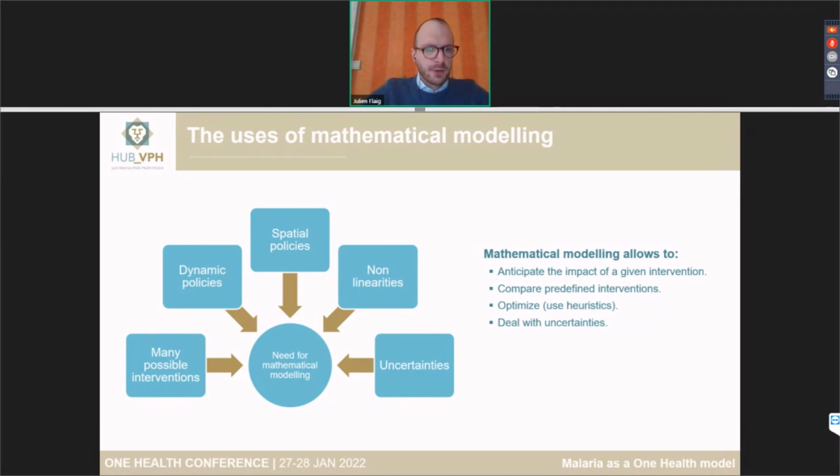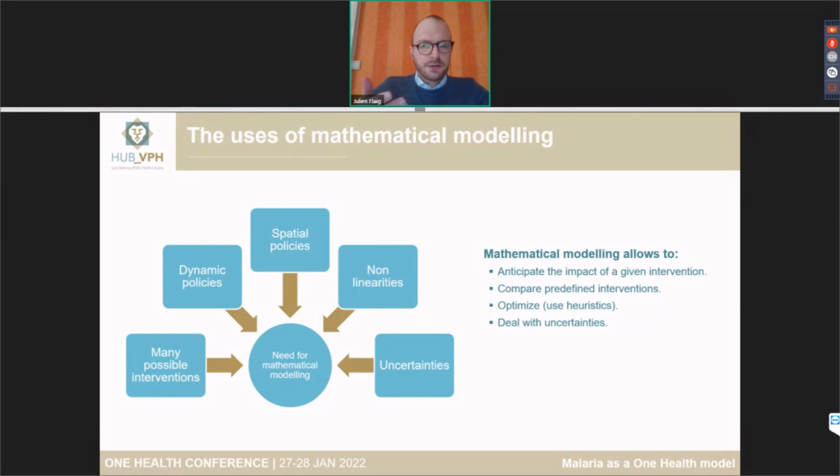And in addition, malaria transmission is a very complex and non-linear phenomenon with many uncertainties. All these factors taken together make the use of mathematical modeling and numerical simulation unavoidable in decision-making. Mathematical modeling can be used, of course, to anticipate or try to anticipate the impact of one single intervention or combination of interventions. It can be used to compare a predefined set of interventions, so typically a small number of interventions or combinations of interventions that are deemed relevant.